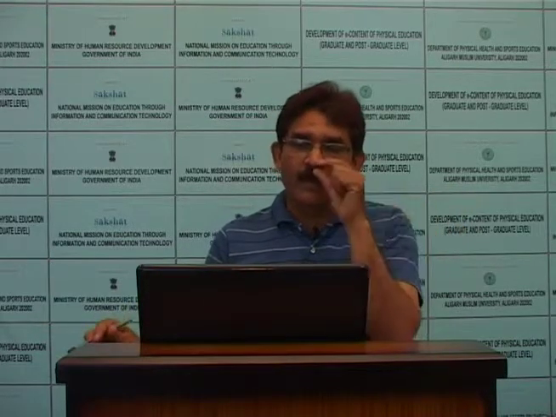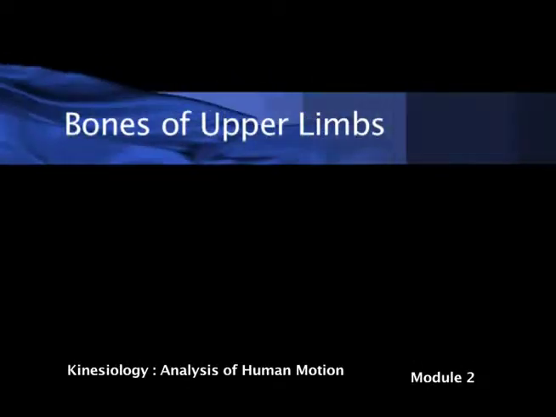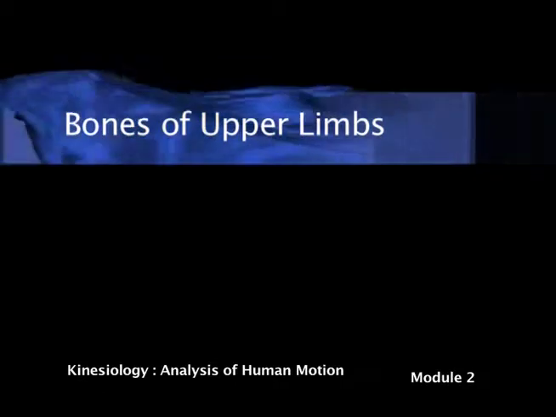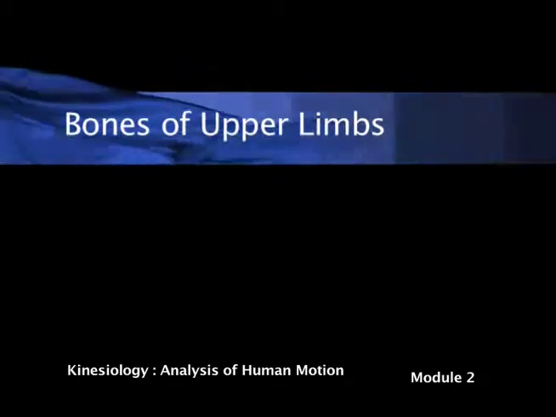Bones of the lower limb. Composition: pelvic girdle, hip bone, and bones of the free lower limb: femur in the thigh, patella, tibia and fibula in the leg, tarsals, metatarsals, and phalanges in the foot. Hip bone.